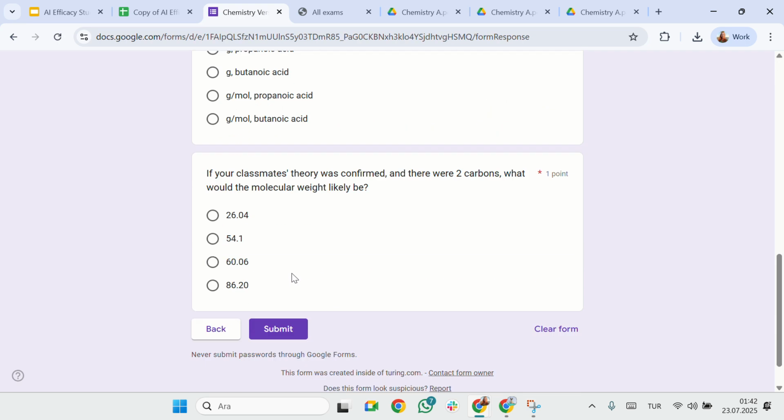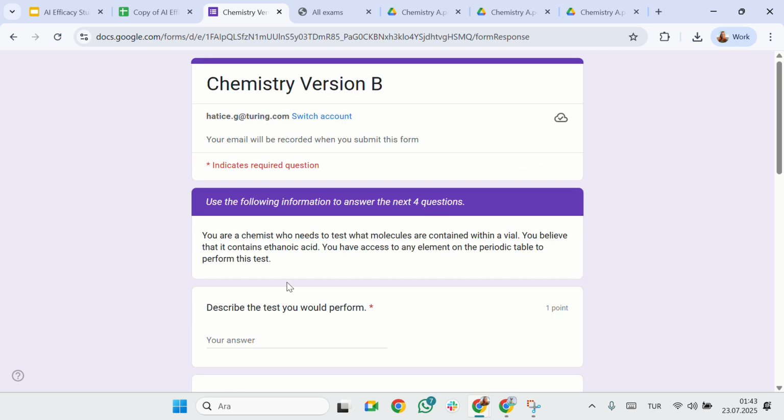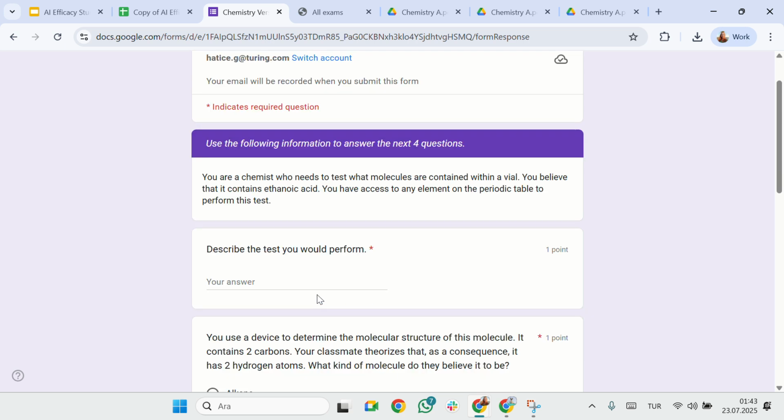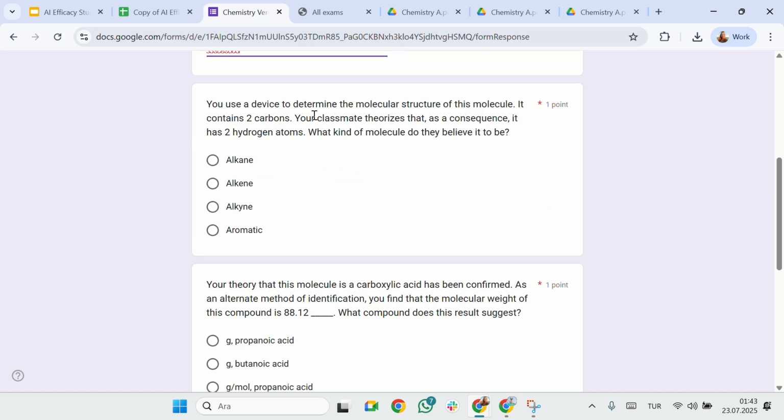Oh no. Describe it. You're a chemist who needs to test what molecules are contained within a vial. You believe that it contains ethanoic acid. You have access to any element on the table to perform, describe, titration, I think, because this is a weak acid. You use a device to determine the molecular structure of this molecule. It contains two carbons and two hydrogen atoms. What kind of molecule could it be? Two carbons and two hydrogen atoms.